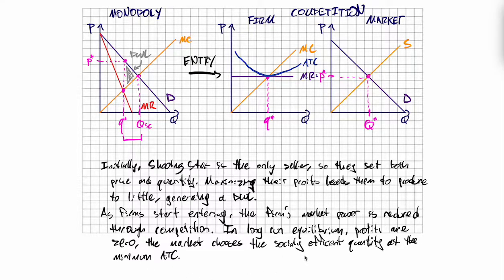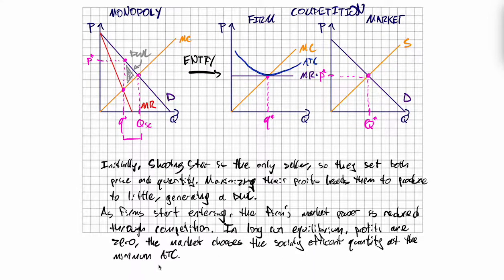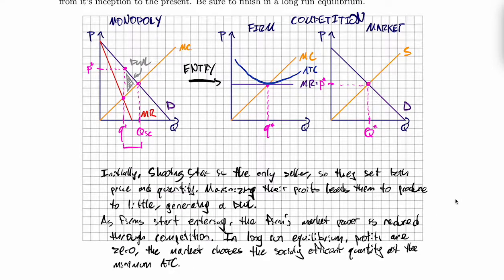So it's both maximizing total surplus and producing at the lowest average total cost. So we have productive efficiency.